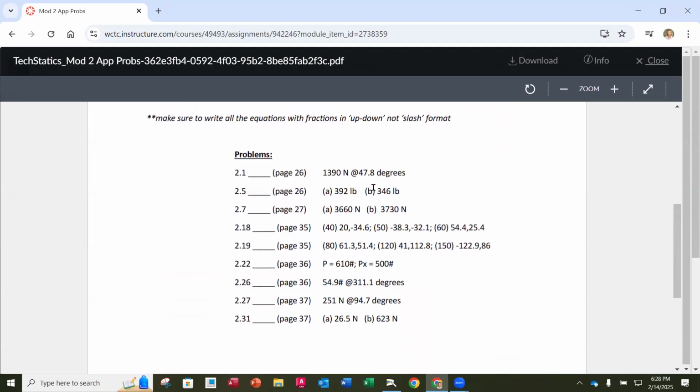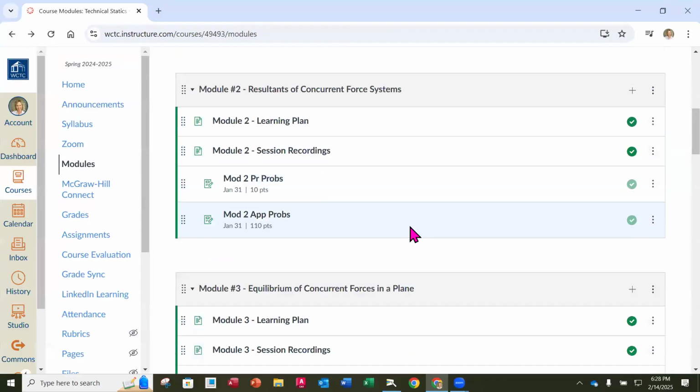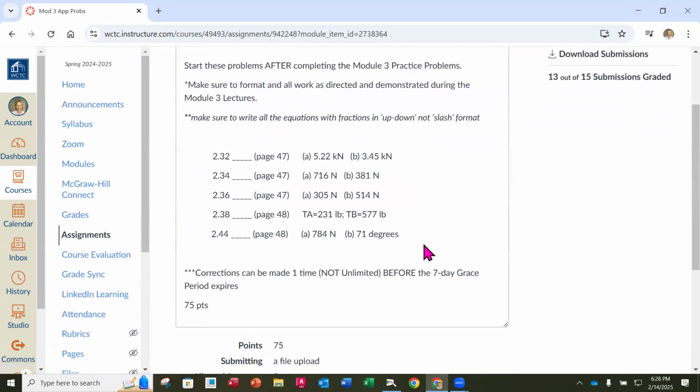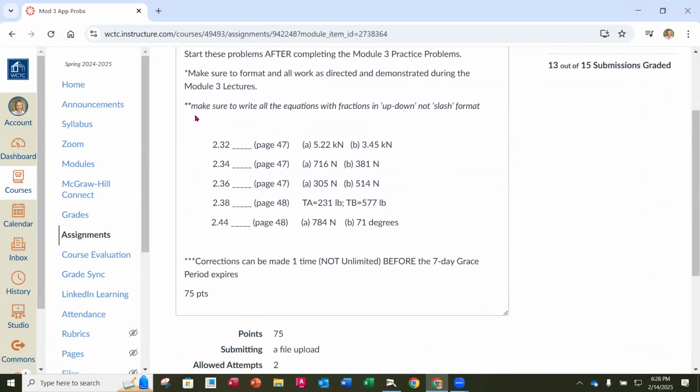All right. Any others from here? Okay. If not, then I'm going to go down to module 3 application problems. So here we have 5 application problems.